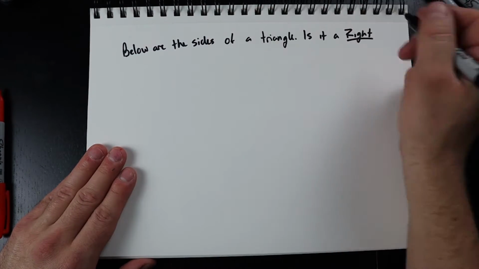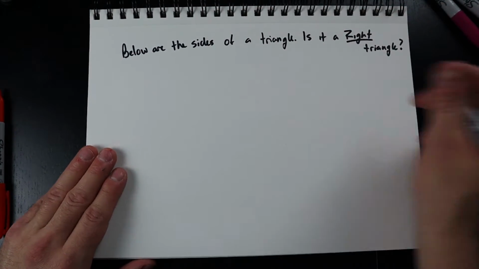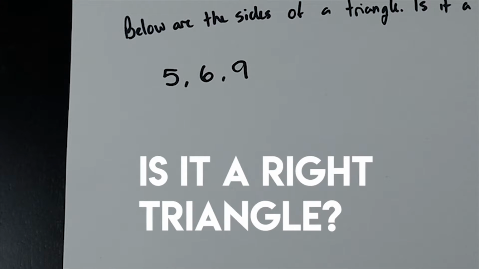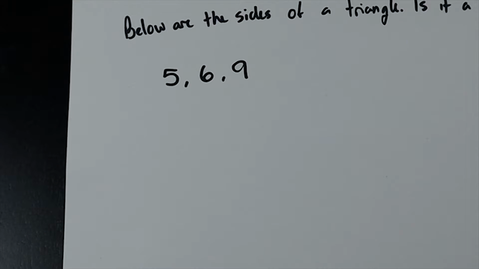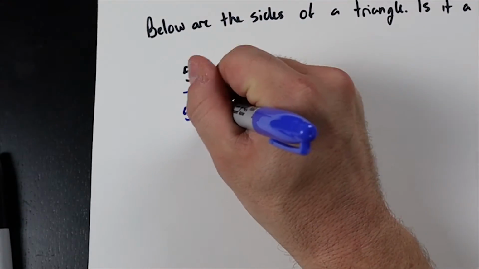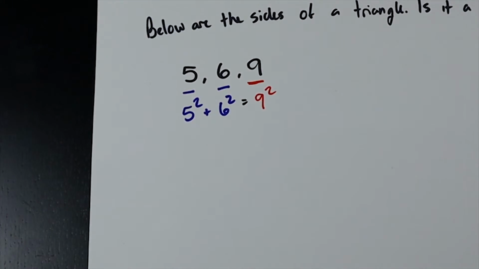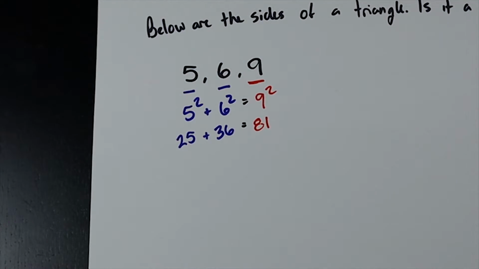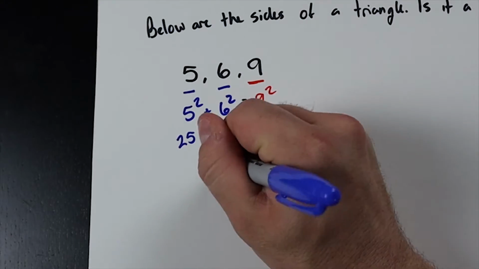Sometimes, however, the problem doesn't give you a picture, but rather just the three side lengths of the triangle and asks, is this a right triangle? Even without the picture of the triangle, this is solved the same way. The only difference is that we have to identify the hypotenuse, which will always be the longest side. Once we have that, we can set up and simplify our equation.